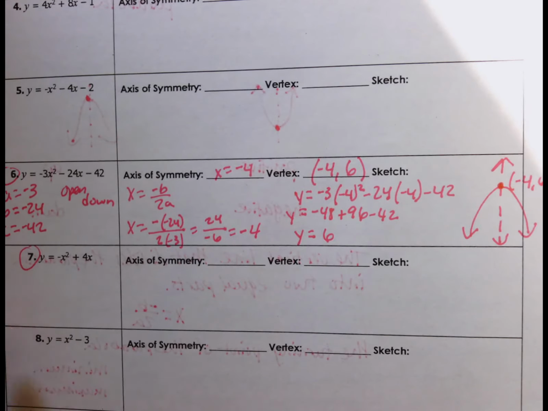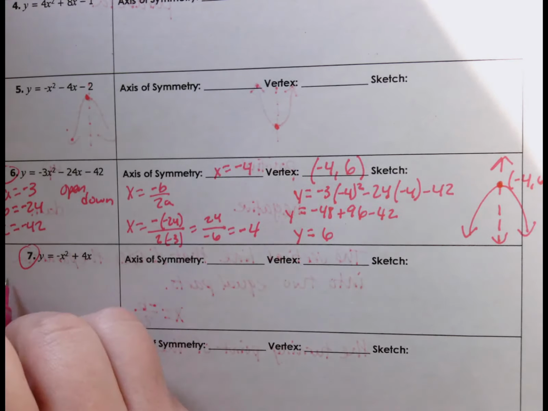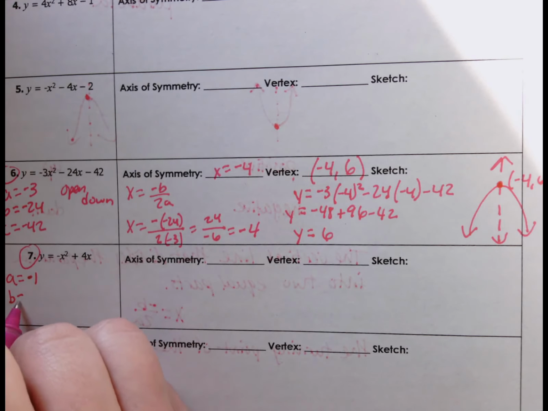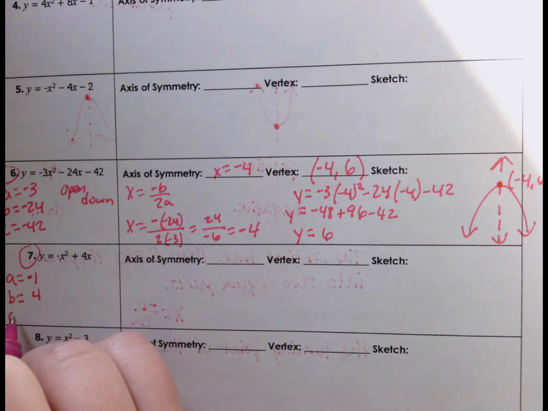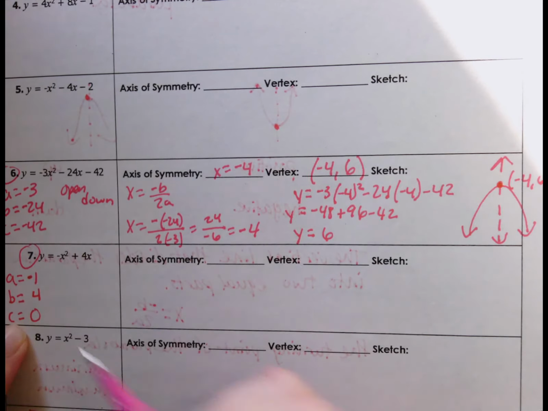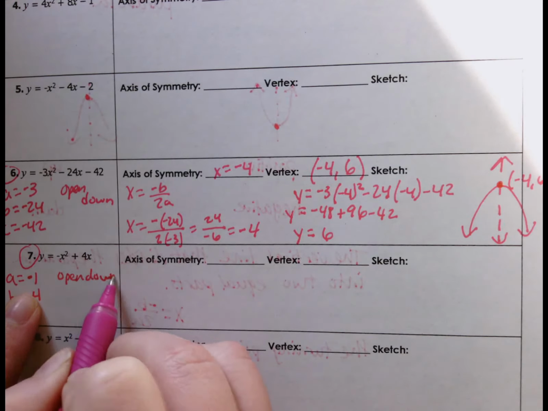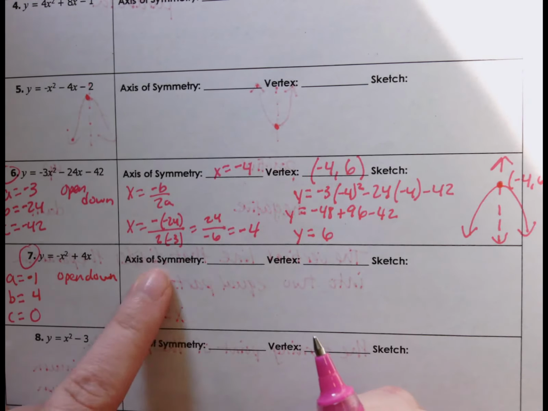Okay? All right, so let's look at a couple more examples. We're almost there. This one here is negative x squared plus 4x. So our a value is a negative 1. Our b value is a 4. And there is no c value, which means it is 0. All right. A is a negative number, so it will open down.